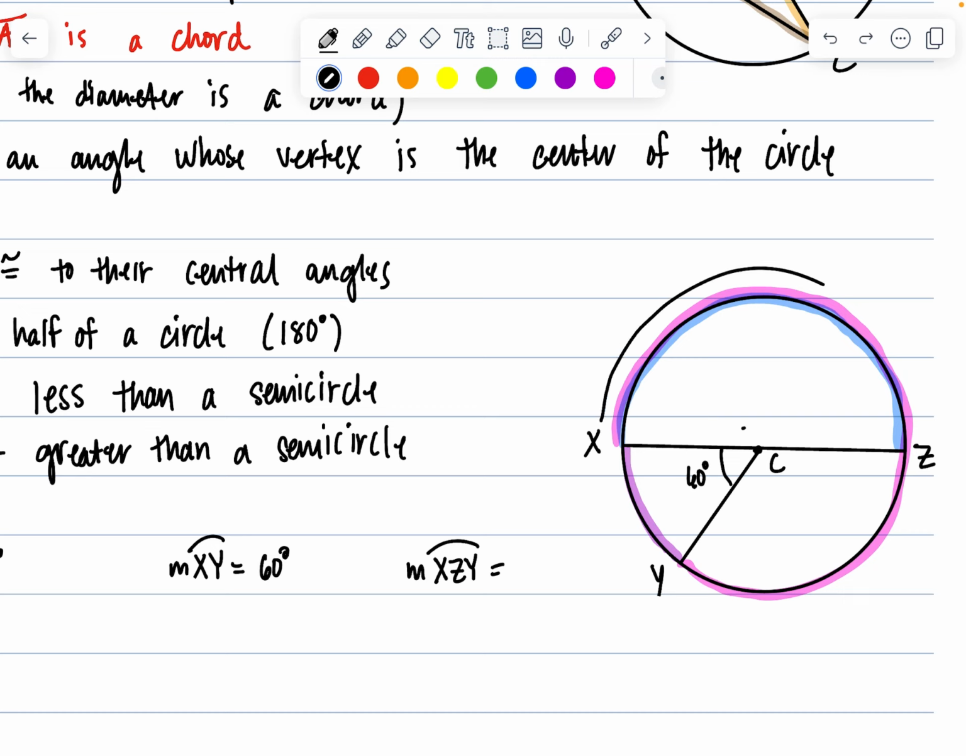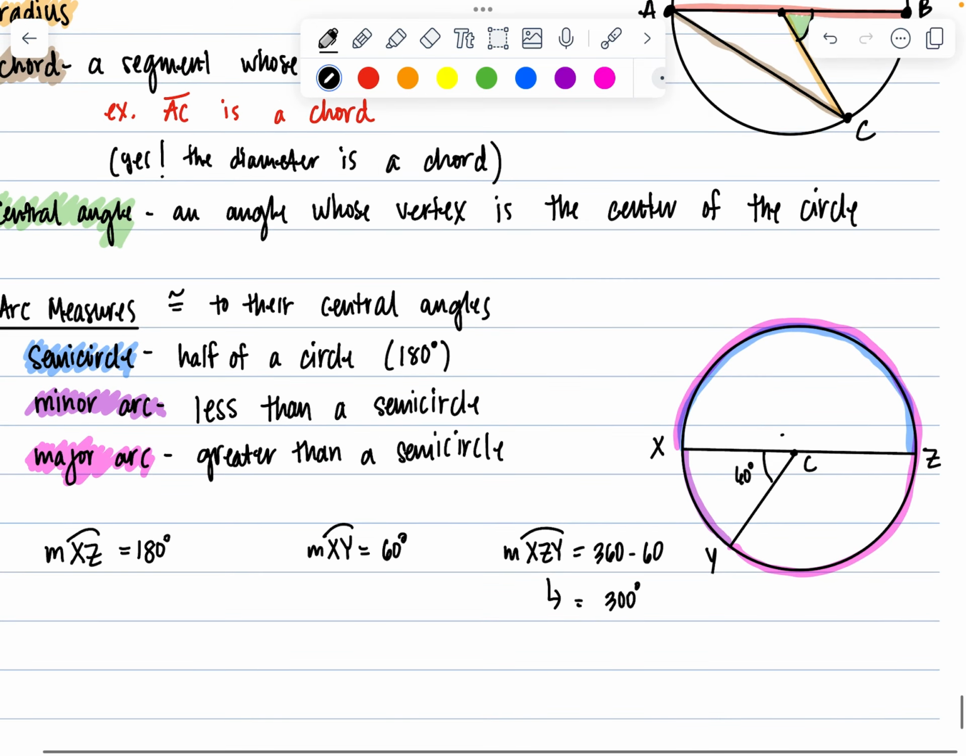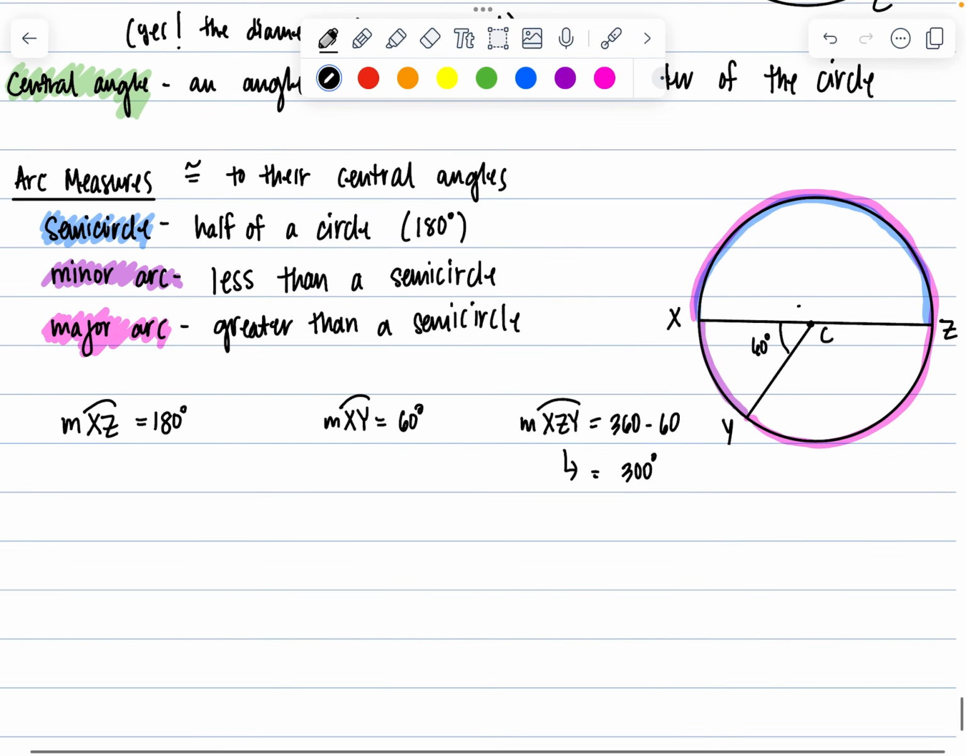XZY would be 360 minus that minor arc. So 360 minus 60 is equal to 300. So that is the arc measure for XZY.